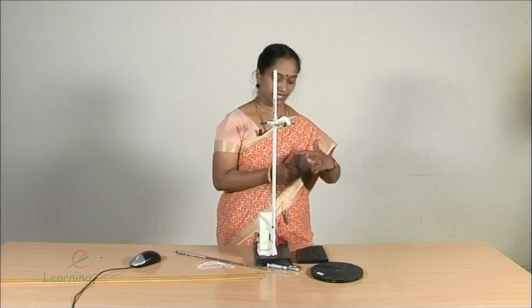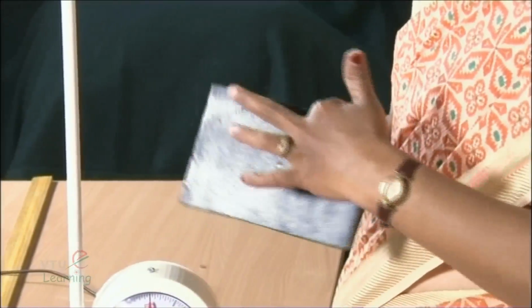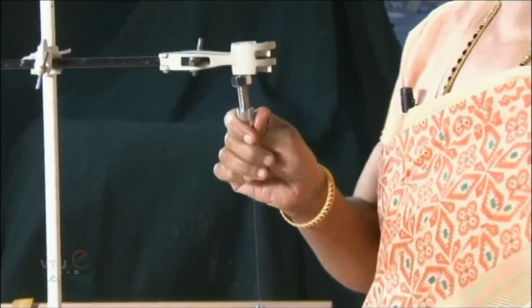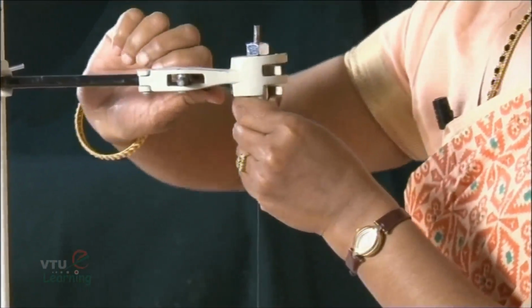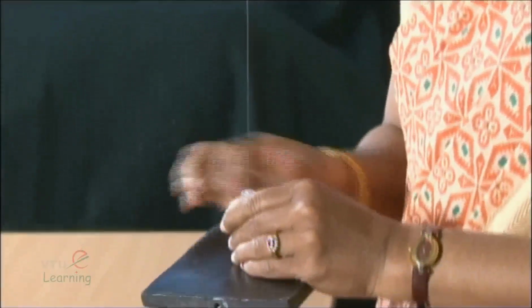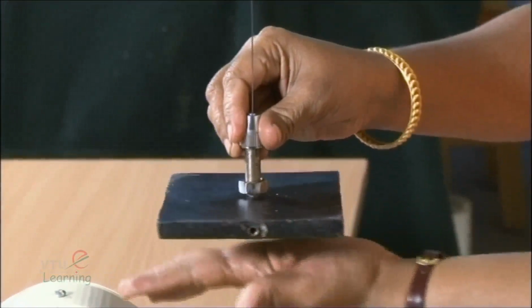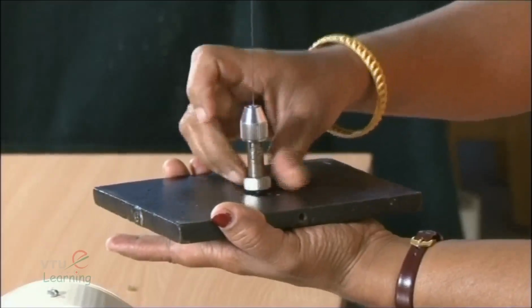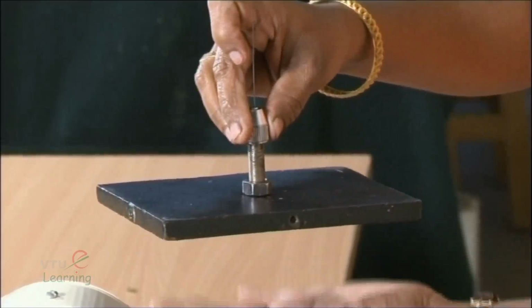Now, the regular shaped objects are suspended at the free end of the given experimental wire to form a torsional pendulum. So, let us start with the rectangular object. Suspend the object at the free end. So, now this setup is called a torsional pendulum. Then the object is said to execute torsional oscillations.